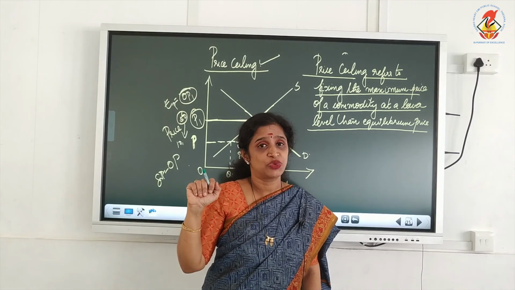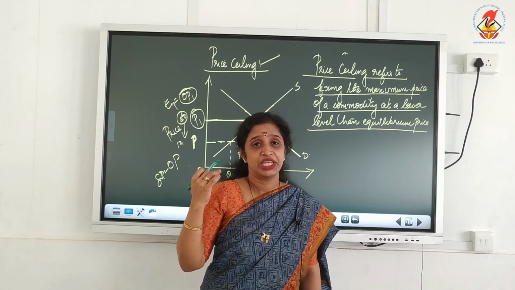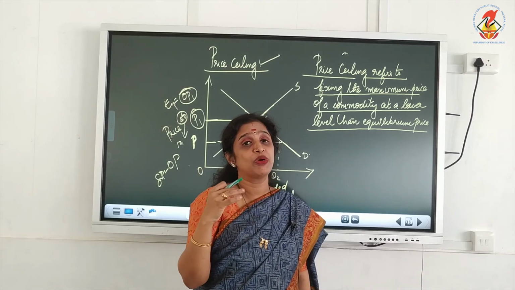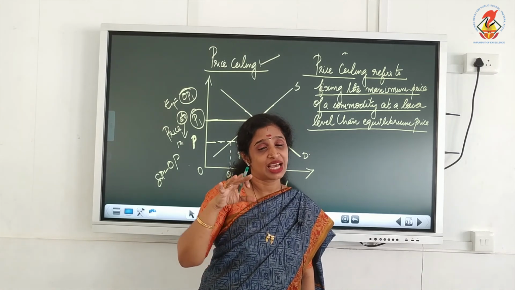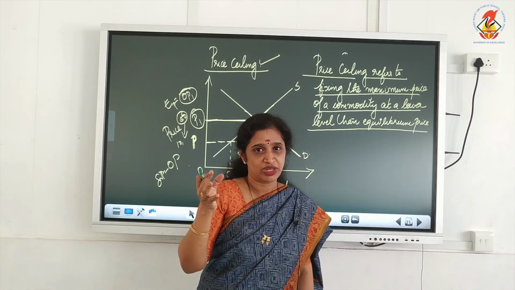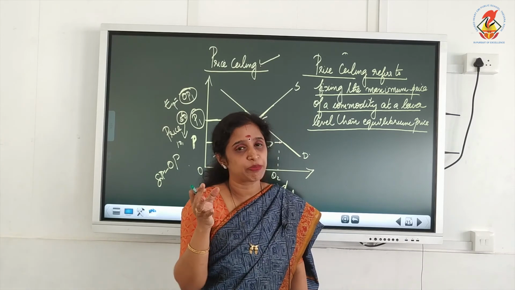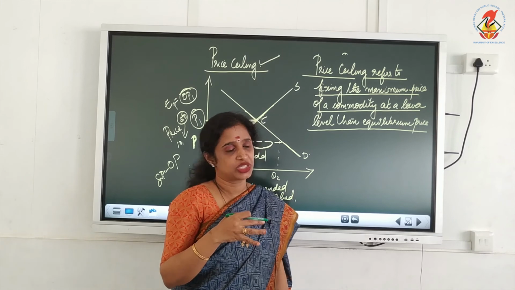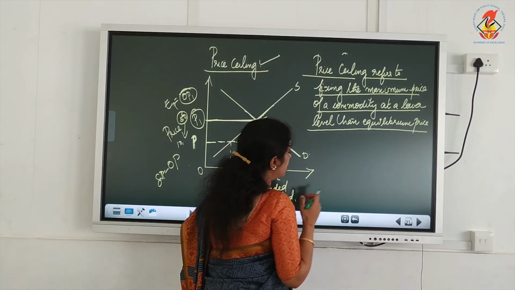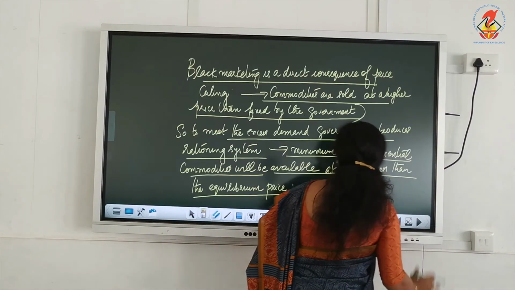Now, under this situation, even at the ration shops, you can find people who will sell these products at a high price, which is higher than the existing one. So, that kind of black marketing happens under the price ceiling in this particular market situation. Okay. So, that is how the government meets the requirement.